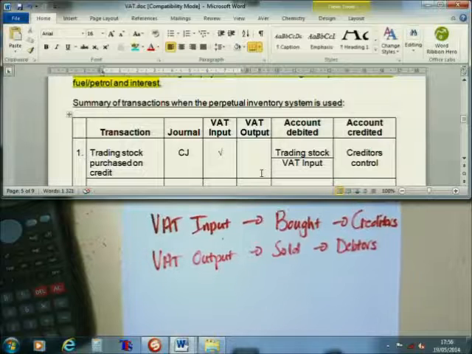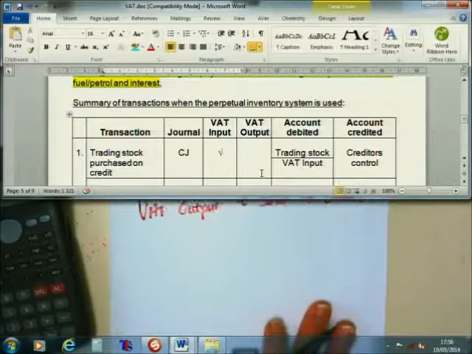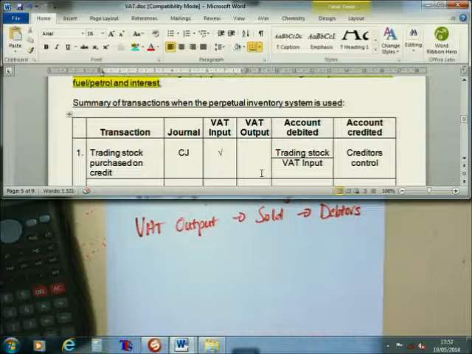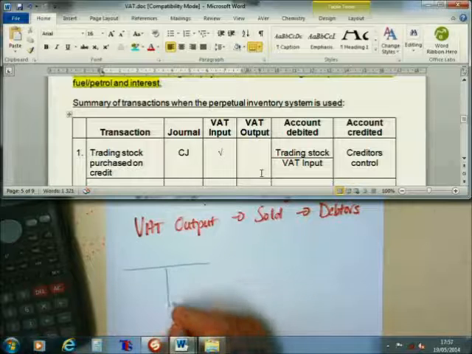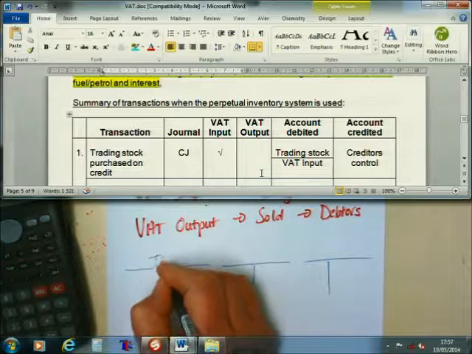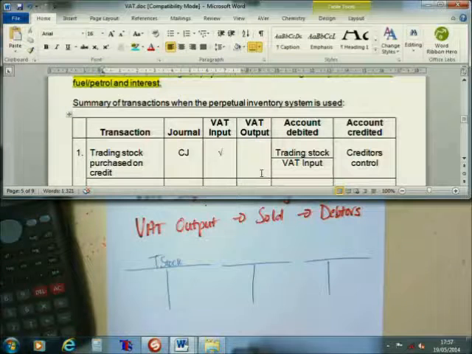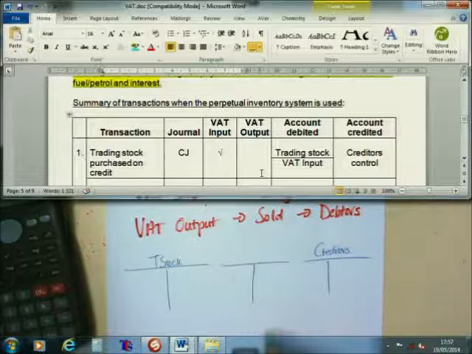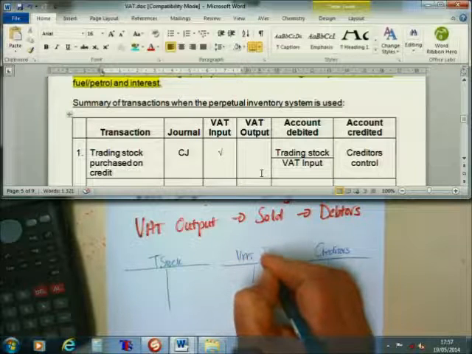The first transaction there. Trading stock purchased on credit. So it's your CJ. It's VAT input because we purchased. It's going to look like this. There's 3 accounts there. We bought trading stock. We owe the creditors. And because we bought, it's VAT input.